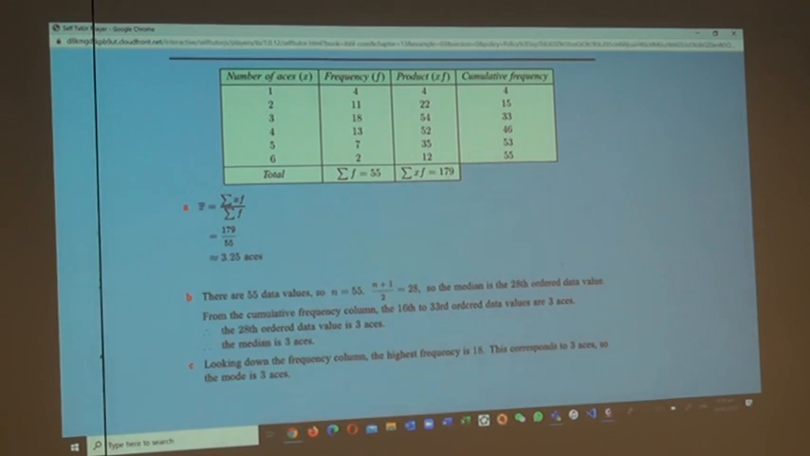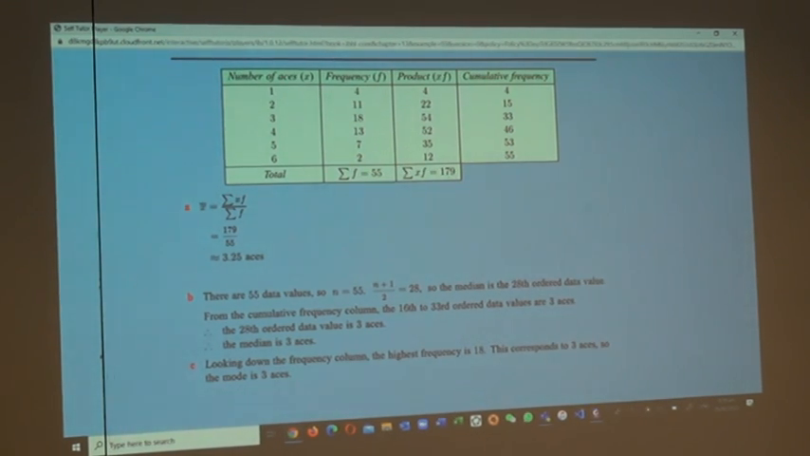You don't need to write product pairing. Just write fx. No, you don't have to erase it, if it's a pen especially. So you see, x, f, fx. X is the data. In this case, the data involves number of people. So that's your x. Frequency is your f. So you do your fx next. And for cumulative frequency, you can write an abbreviation, cum.f or just cf. It's fine.